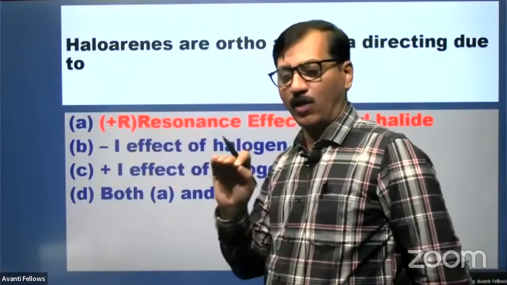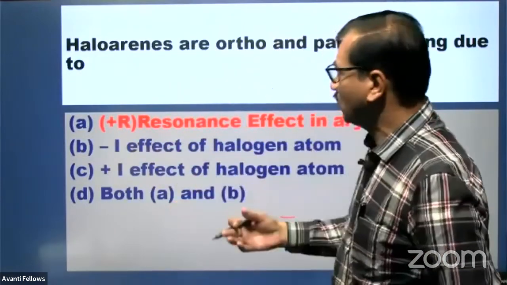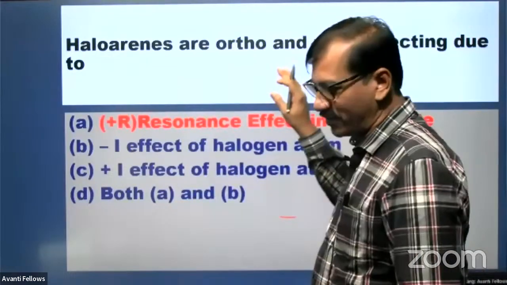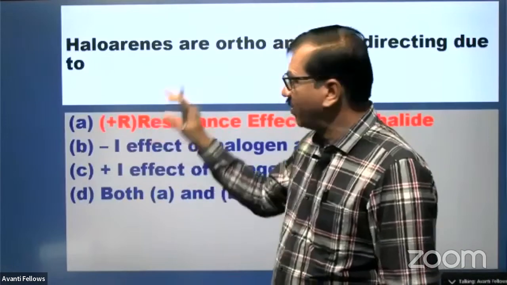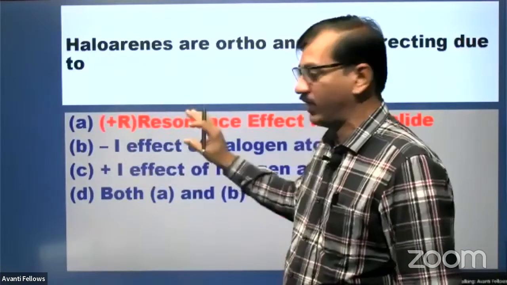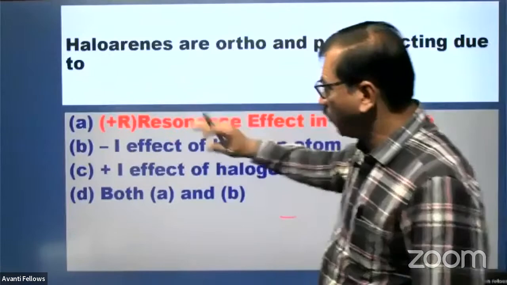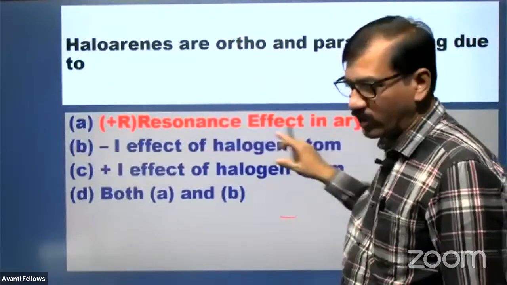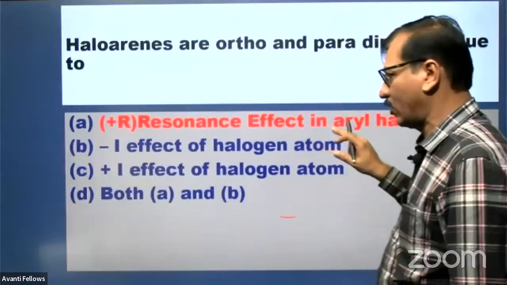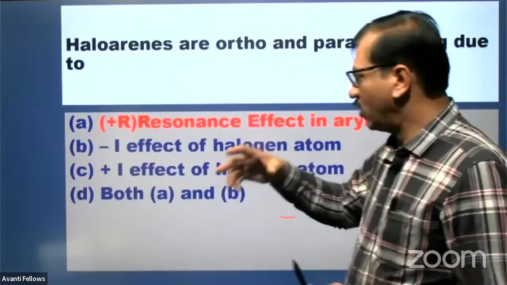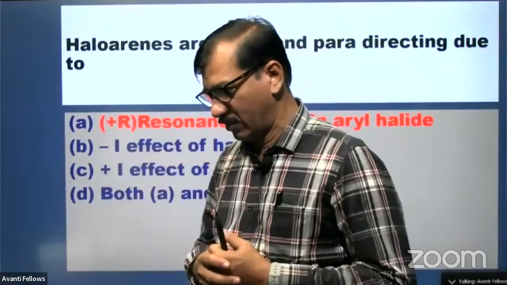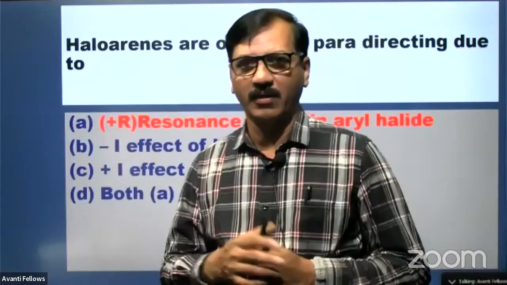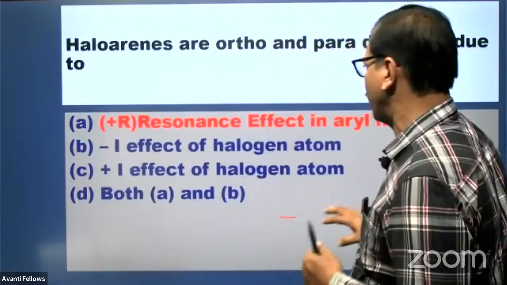Minus I effect of halogen is present, but this is not responsible for making it ortho-para directing. So both are present in chlorobenzene, but the one responsible for ortho-para directing is only the resonance effect. Therefore, this is the correct option. Because of the minus I effect of the halogen atom, it acts as a deactivator for the benzene ring to undergo electrophilic substitution reaction. So that's the thing.